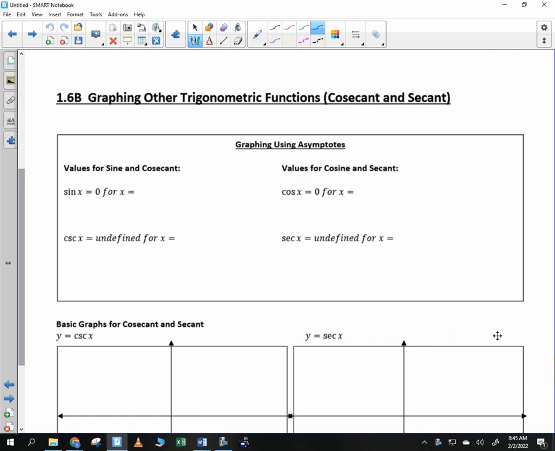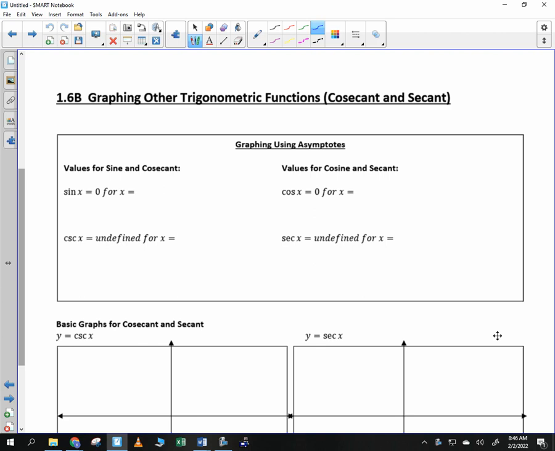Okay, here we go. Our goal today is to graph secant and cosecant. The graphs are going to look impossible. They're really no big deal. And this is the most important thing you have to start with as you graph secant and cosecant. We start by graphing sine and cosine.